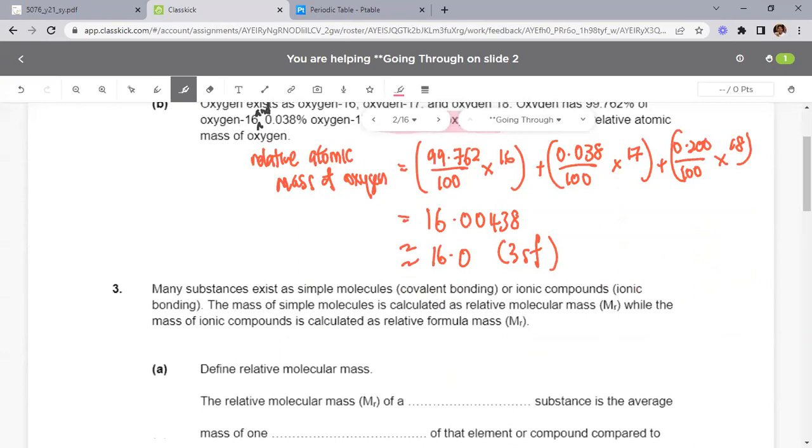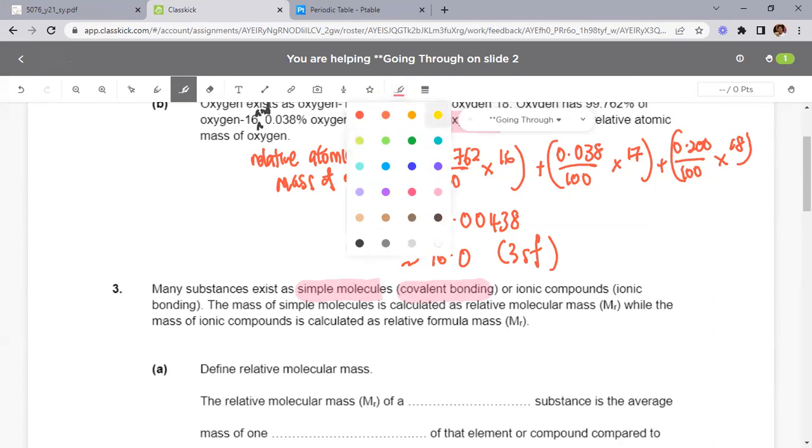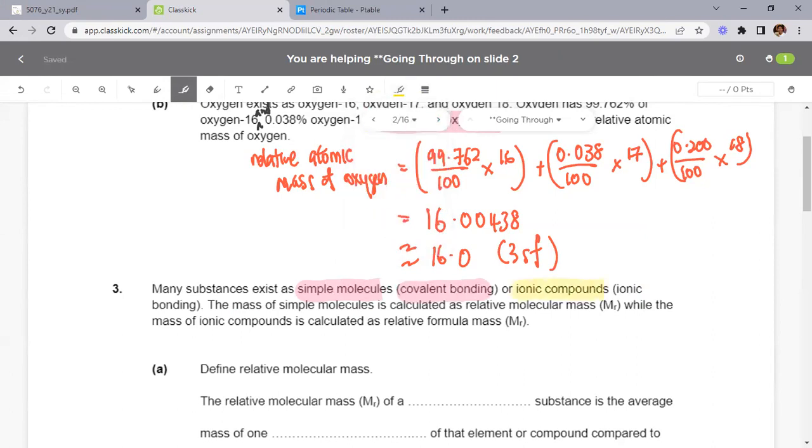Okay, let's go on to the next part here. So those are relative atomic mass. Okay, so we're looking at atoms. But most substances don't exist as atoms. They actually exist as simple molecules. So many substances exist as simple molecules. Simple molecules generally have covalent bonding, or they can exist as ionic compounds, which then use ionic bonding.